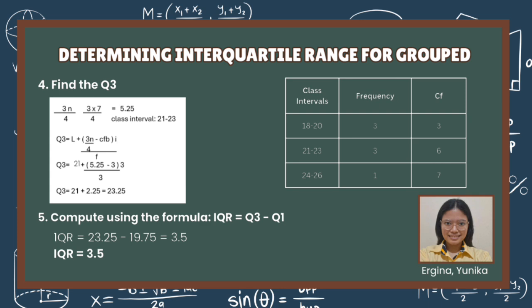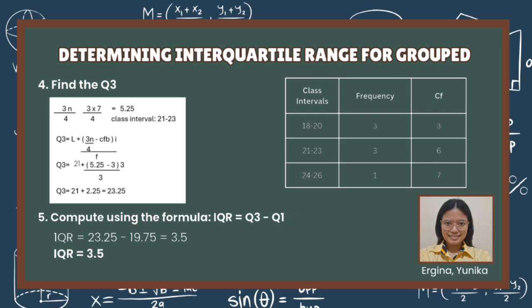The formula for Q3 is lower boundary plus 3 times n divided by 4 minus CFB, divided by frequency, times class interval. So the lower boundary is 21. The 3 times n divided by 4 is 5.25. Our CFB is 3, our frequency is 3, and our class interval is 3. So we will substitute the data into the formula.